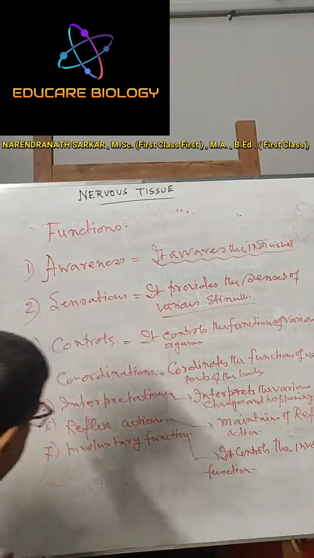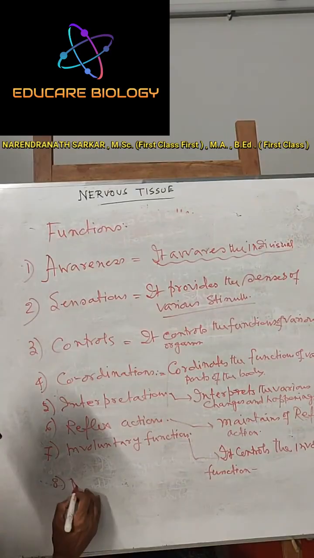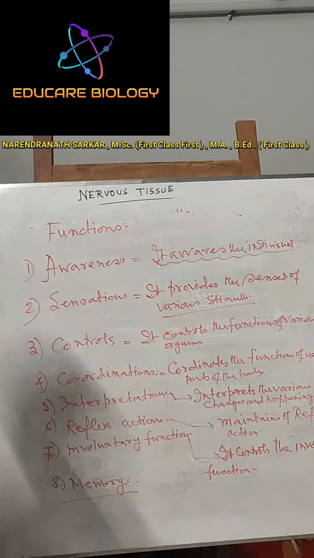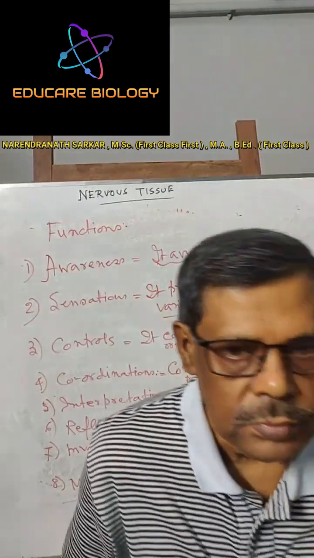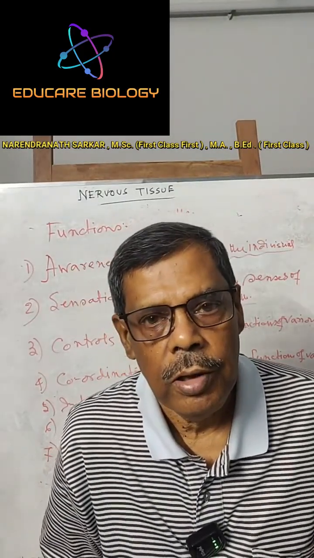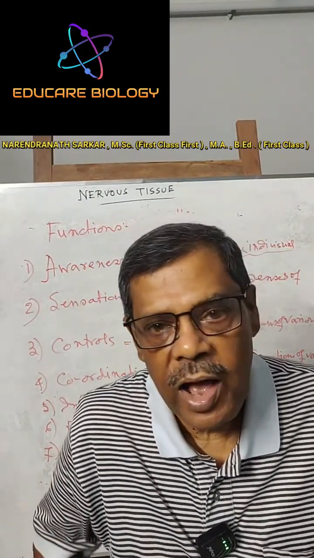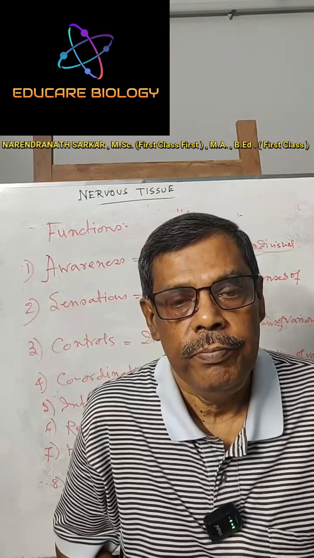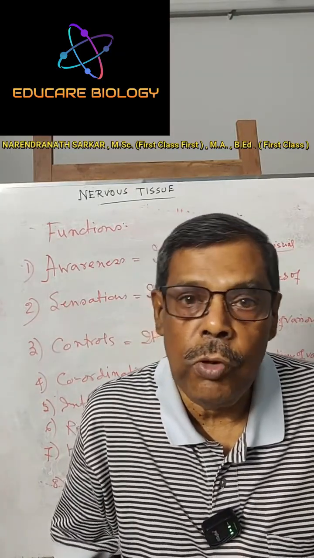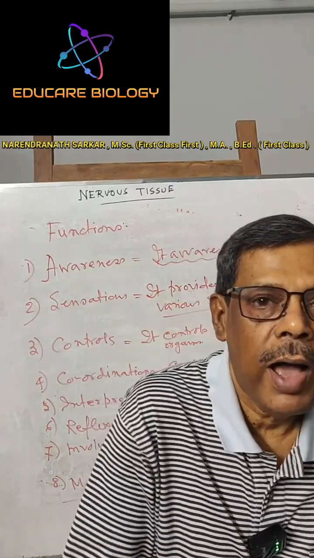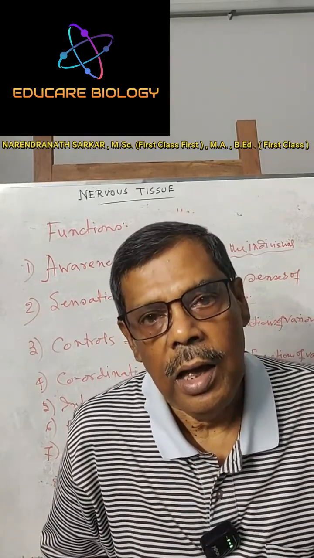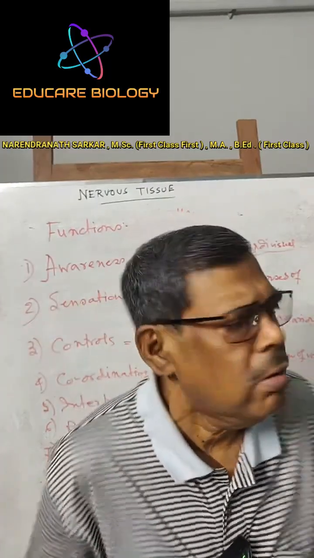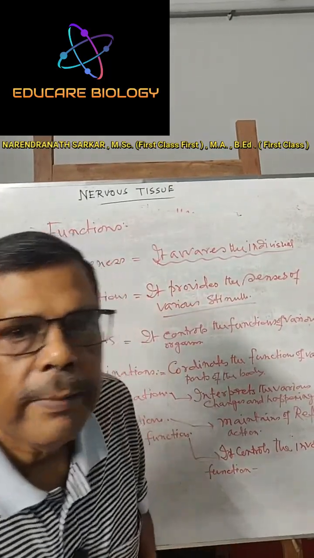Last of all, memory. Nervous tissue helps us to restore memory. Our memory is stored by the nervous tissue of the nervous system. This is all about your nervous tissue.